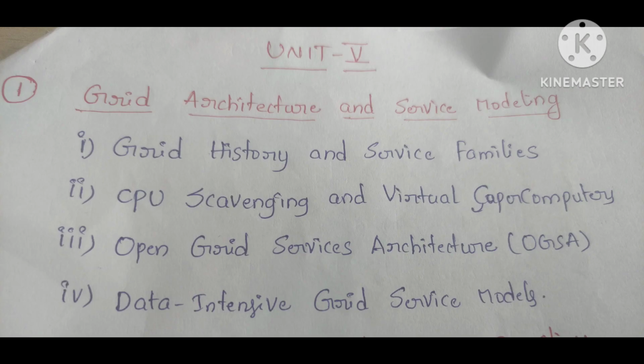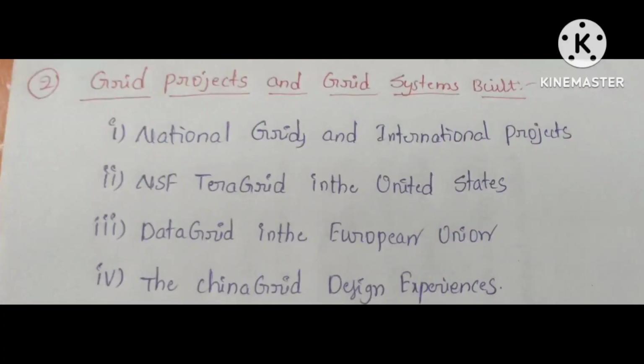So this is all about the first topic, grid architecture and service modeling in the 5th unit. Once again, we will refer to the subtopics: grid history and service families, CPU scavenging and virtual supercomputers, open grid services architecture, data intensive grid service models. In the examination, they may ask a subtopic as a main topic also, so we need to answer accordingly.